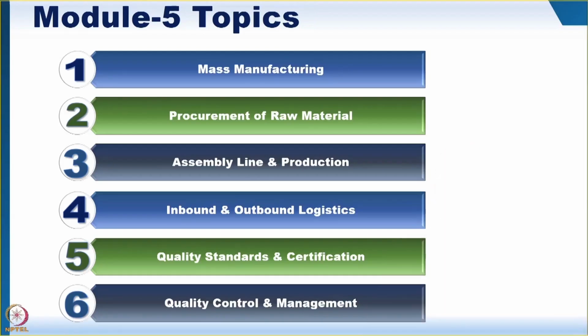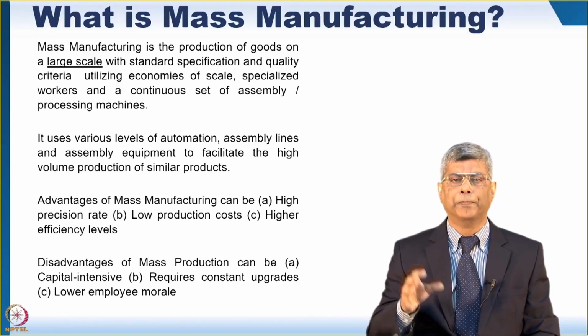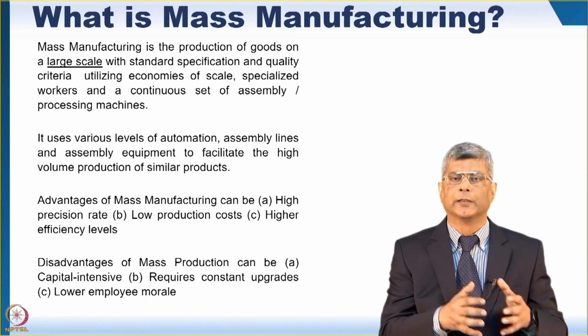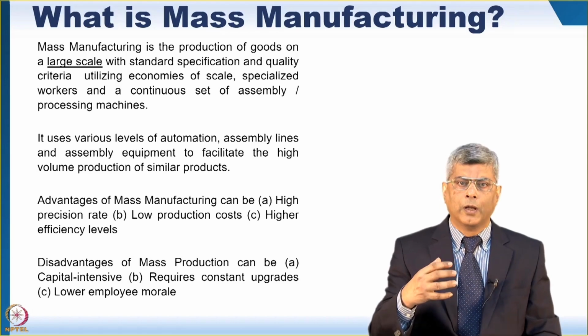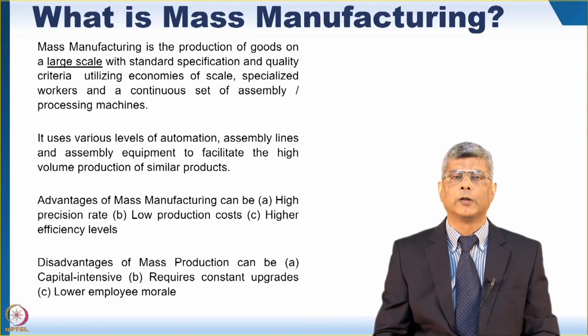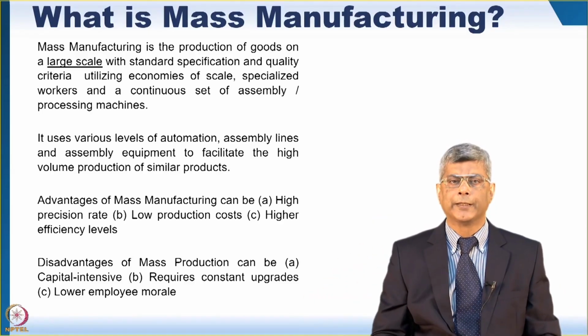What is mass manufacturing? Mass manufacturing, simply put, is making millions or billions or crores of copies of the product, the new product that a company wants to launch in the market. Basically, it uses a few concepts called economies of scale, specialized workers, and a continuous set of assembly stations and machines.